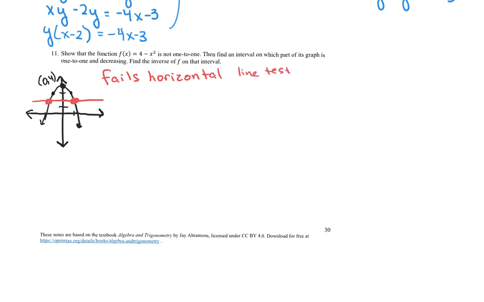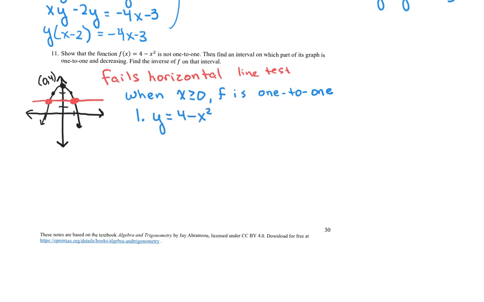Next, though, we're asked to find an interval on which part of its graph is 1-to-1. So maybe the whole function isn't 1-to-1, but on a certain interval, it is 1-to-1. So let's do this. We can see when x is greater than or equal to 0, that 4 minus x squared is 1-to-1. So let's restrict our domain to x being greater than or equal to 0, and let's do our 4-step process again to find the inverse.